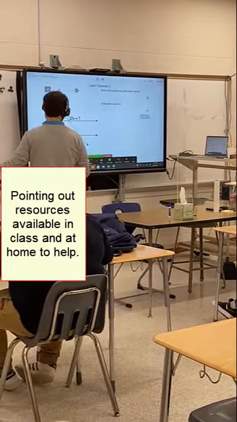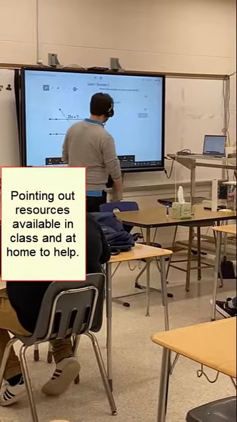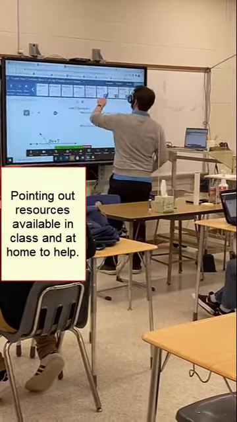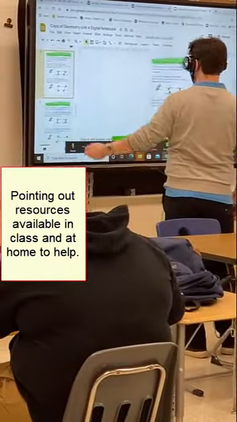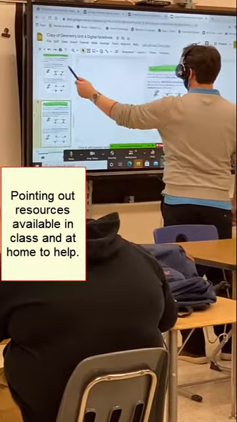You can always look up your own word for those of you guys that are here. For those of you guys that are home, you can always check the digital notebook to see some pictures if you're having trouble identifying the angle relationships.